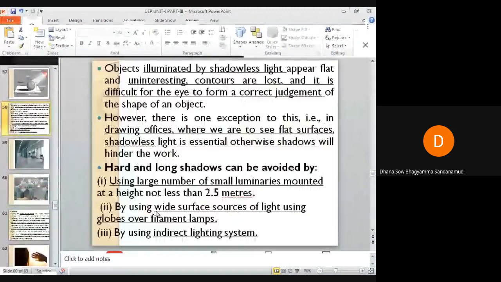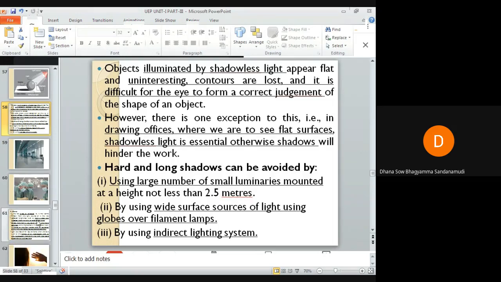And if I am using a globe type diffusion glass surrounding the lamp, then also shadows can be avoided. If I am using an indirect lighting system, then also shadows can be avoided.